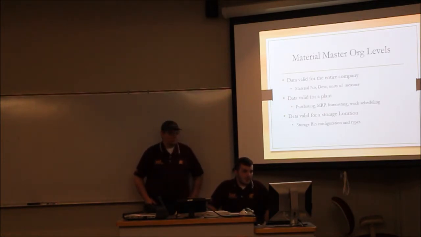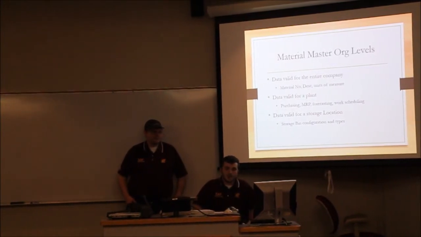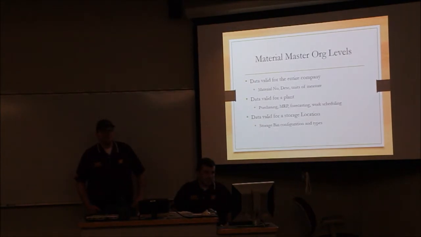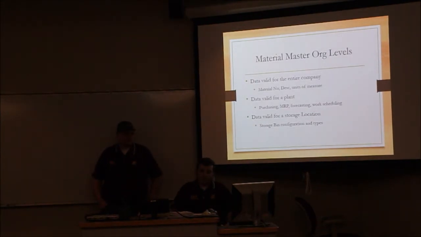Material master order levels. There's data that's valued for the entire company code data, material number, the description, how many units. For the plant, where you purchase it from, where you're storing it, MRP, forecasting, work scheduling. And then for storage location, configuration for the storage bin and what types of storage bin that you have within your storage location.